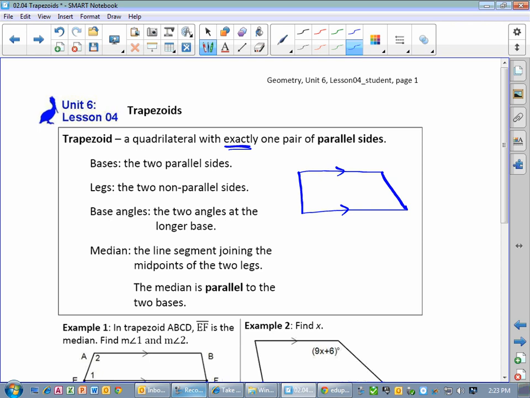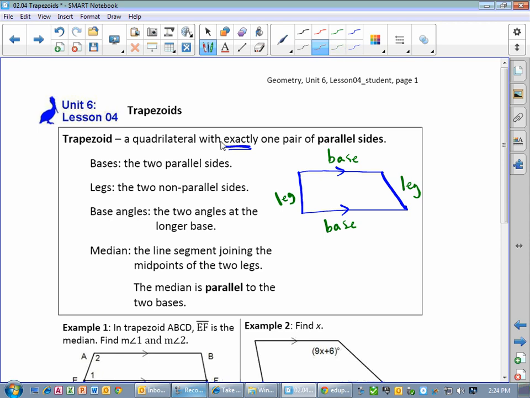Are you okay with that? Now the top and bottom in this case, but really the parallel sides, we call the bases. So this is a base and this is a base. The top and bottom in this case, but if it were on its side, it would matter. The pair of parallel lines, we call them the bases of the trapezoid. The other two sides, the ones that are not parallel, we call the legs. So this is a leg and this is a leg.